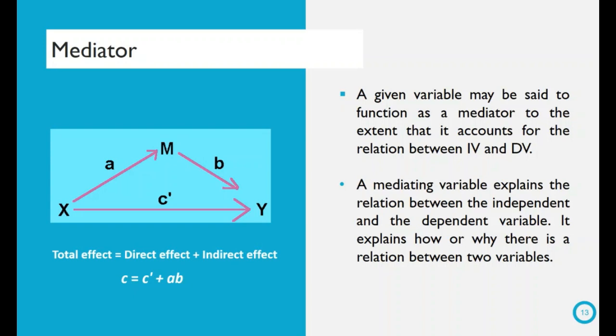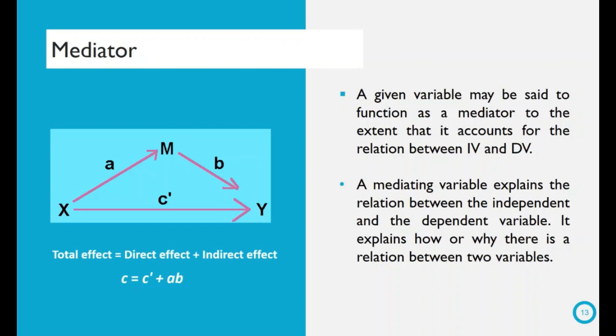A mediating variable explains the relation between our IV and DV. It explains how or why there is a relation between two variables. And the total effect here, in this example, we have one IV, one DV, and one mediator, right? So the total effect of X on Y is direct effect plus indirect effect.